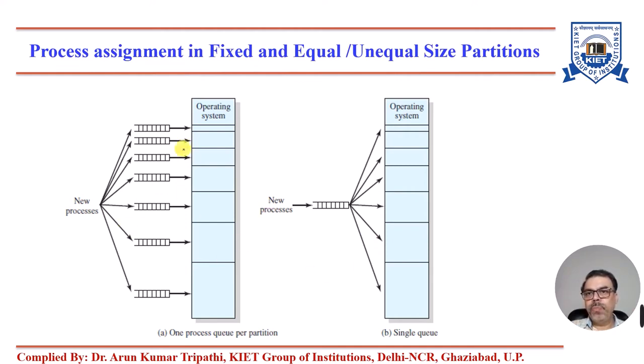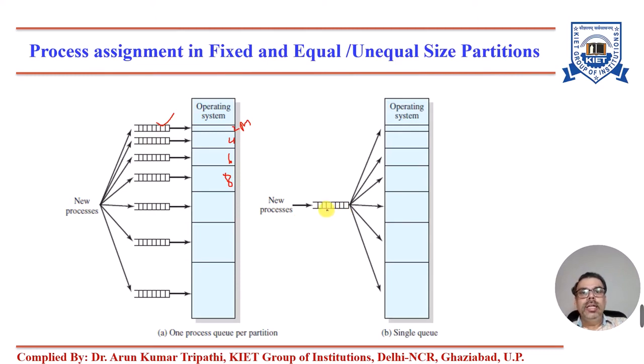Corresponding to every partition, we can allocate a queue to it, or there is a single queue from which the processes may be allocated to the different partitions. Here, every partition has a queue. This is the 2 MB, this is the 4 MB, this is the 6 MB, this is the 8 MB. So in this technique, before allocating the process to the ready queue, its size must be checked, and then it will be allocated to the particular queue.